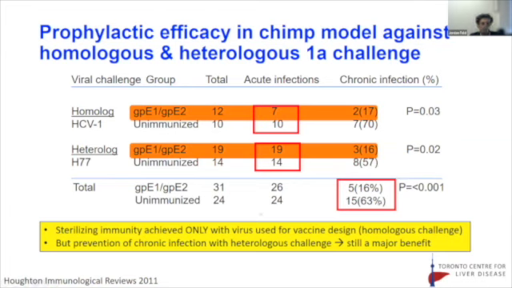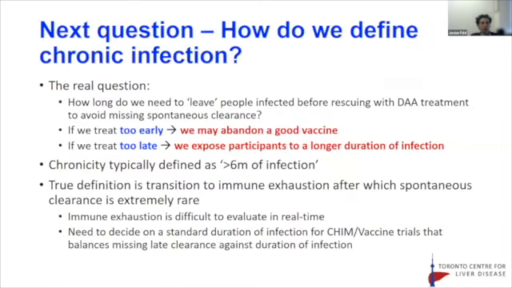And so this really makes the case that because sterilizing immunity is achieved only with virus used for the vaccine design, or homologous challenge, it's probably a pretty high bar for our first efforts to make a vaccine. And prevention of chronic infection is still a major benefit, and I think should be the target, at least initially. We'd certainly look for a benefit in terms of sterilizing immunity, but if it was missed, we still want to see the potential benefit of avoiding chronic infection.